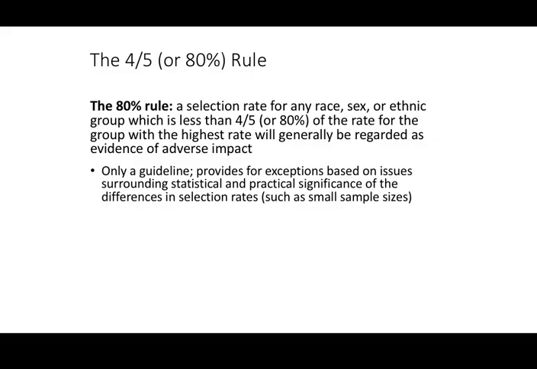And just as a quick reminder, in the 4/5 rule, or the 80% rule as it's known, a selection rate for any race, sex, or ethnic group which is less than 4/5 or 80% of the rate for the group at the highest rate will generally be regarded as evidence of adverse impact, and this applies to flow statistics and stock statistics.